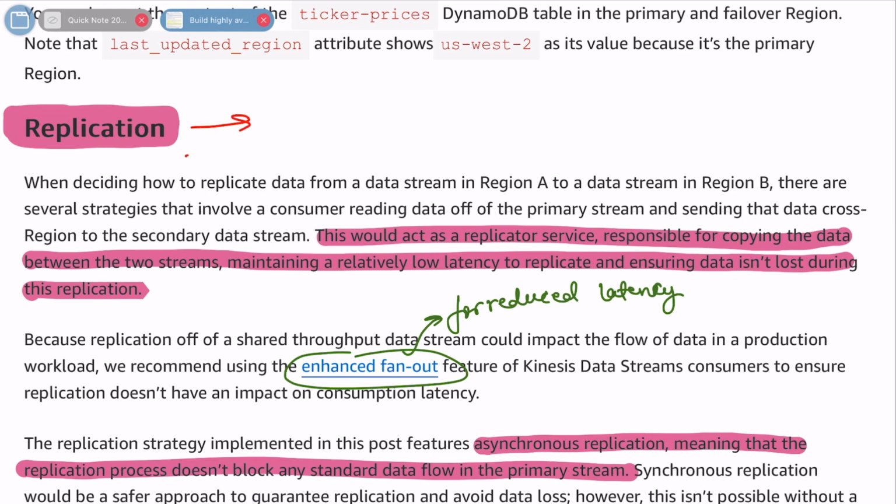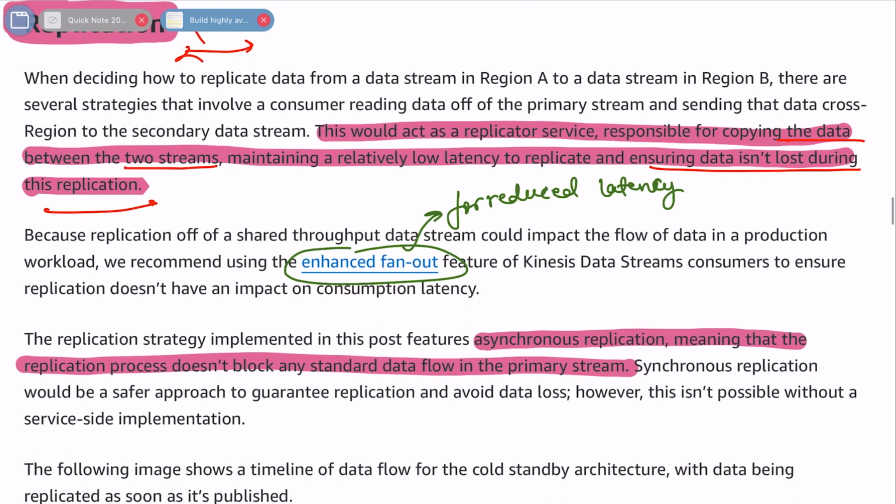Now let's move to another scenario of data replication specifically. Not data replication as in the Lambda, but the replicator which we are introducing, which will replicate the stream data from the Kinesis data stream in region 1 to region 2. The replicator will act as a replicator service responsible for copying the data between the two streams, maintaining a relatively low latency and ensuring data isn't lost during the replication.